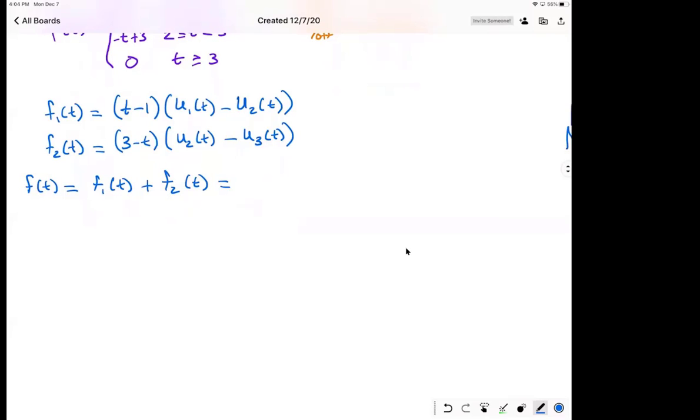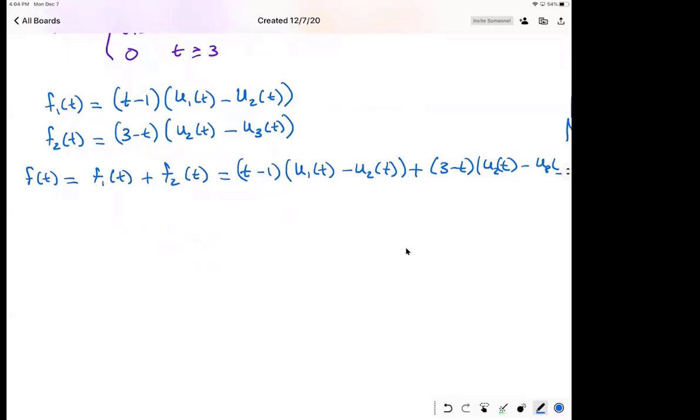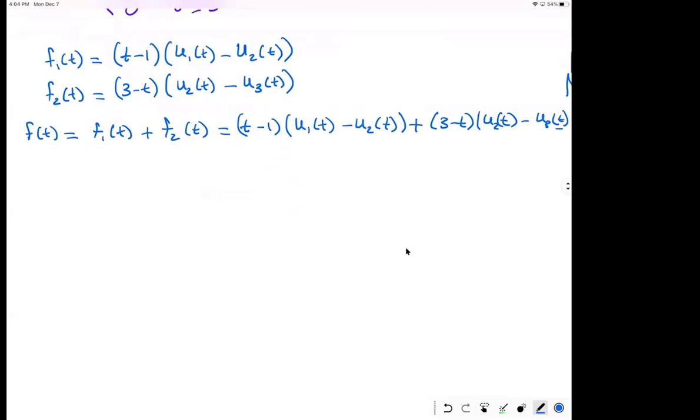So let's see here. If I distribute, actually, let's just write them out first. So t minus 1 times u1 of t minus u2 of t plus 3 minus t times u2 of t minus u3 of t, like that.